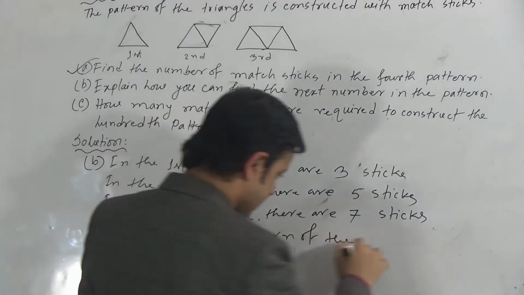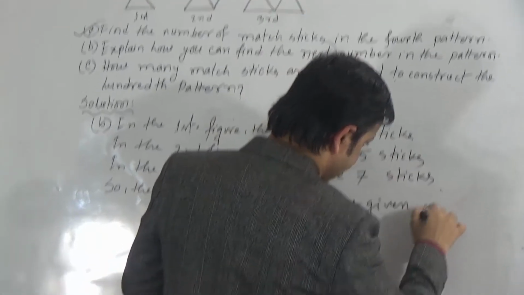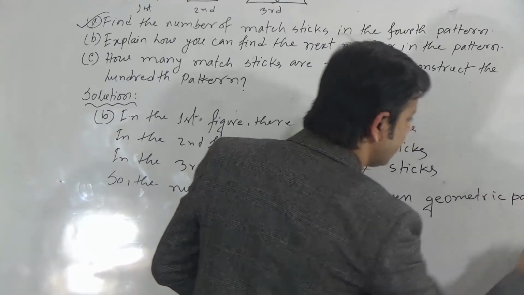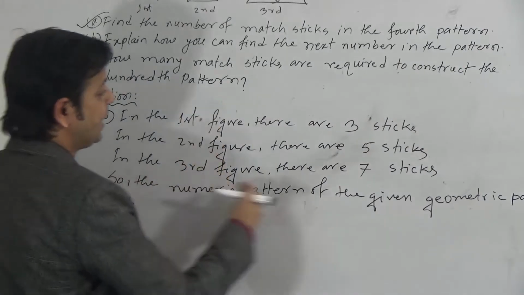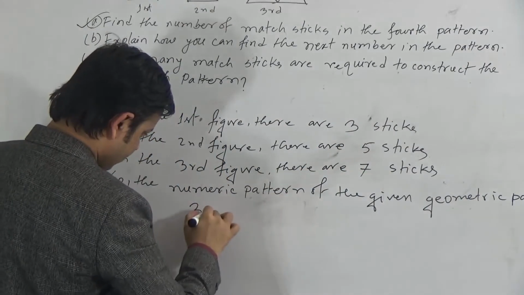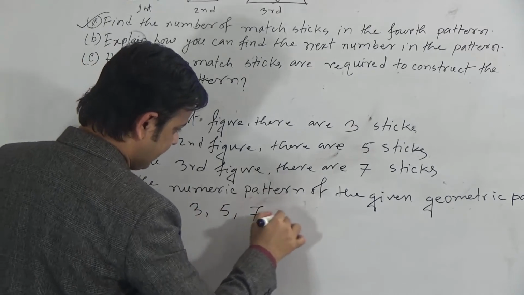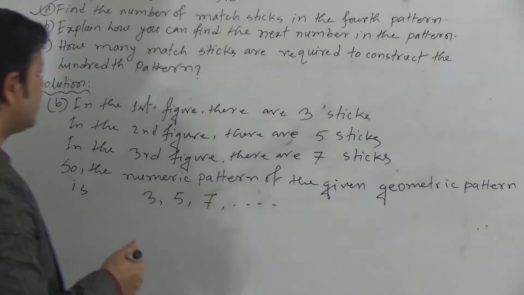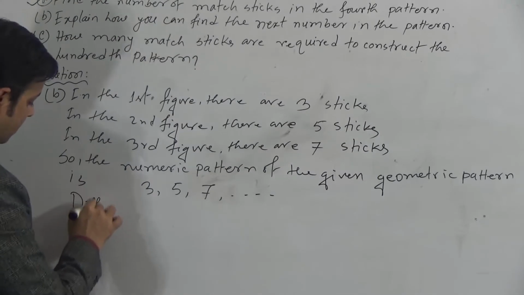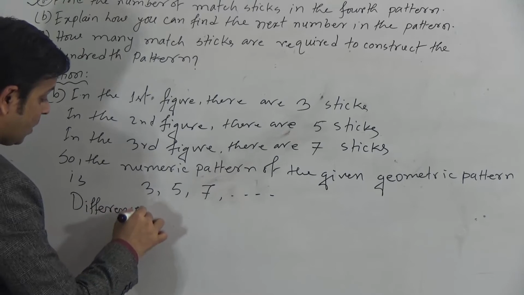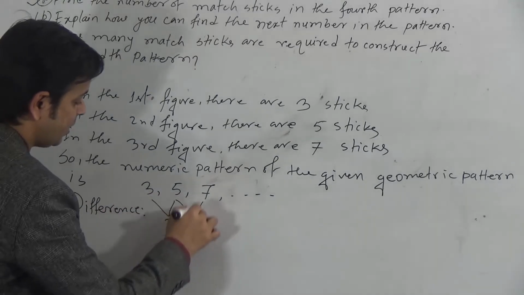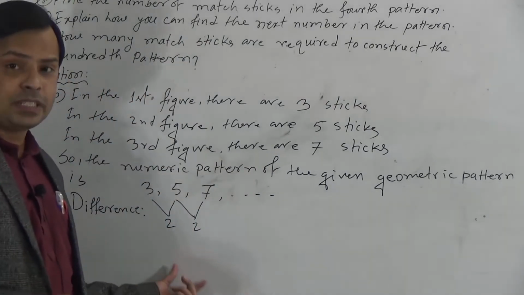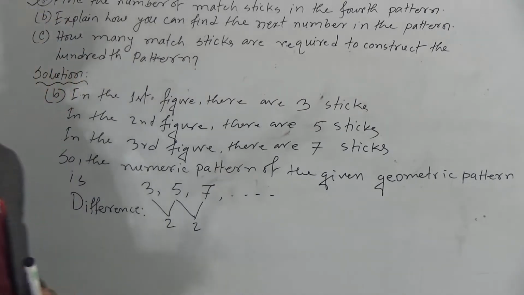So the numeric pattern of the given geometric pattern is, what is the numeric pattern here? 3, 5, 7. This is the numeric pattern of the given geometric pattern. Now, if we determine the difference between two consecutive terms, what will be the difference? Difference is 2 here. So the difference between two consecutive terms is 2.